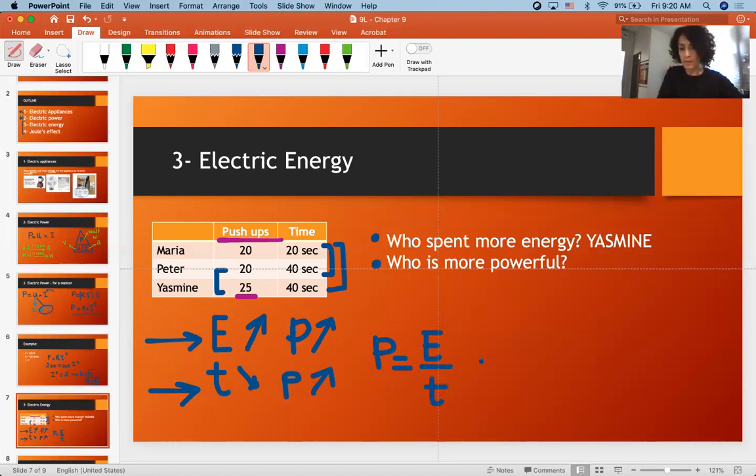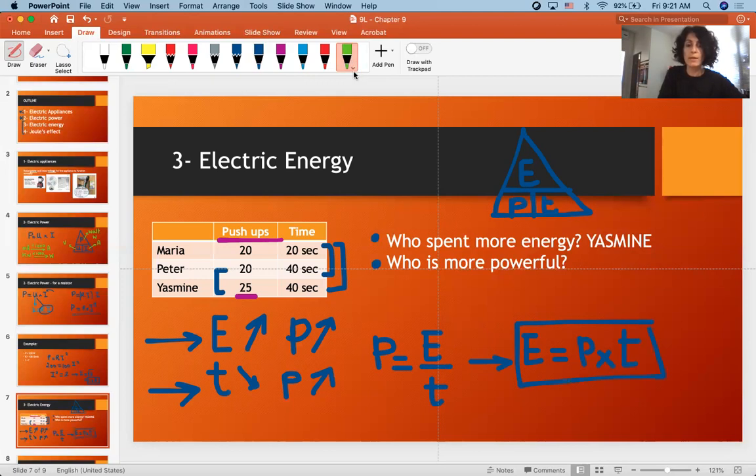Now let me write this equation differently. I'm going to write that energy is equal to power times time. Okay, and probably write the triangle for it. Energy is equal to power times time. I hope while listening to this video, you're actually taking notes, okay? Because it looks so much better with your handwriting.